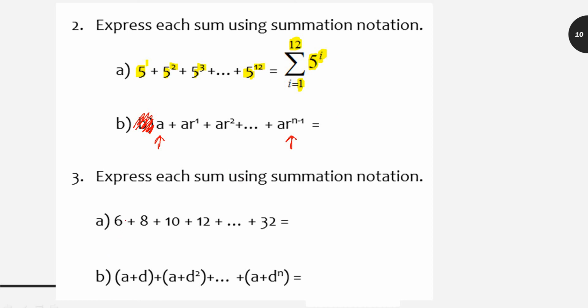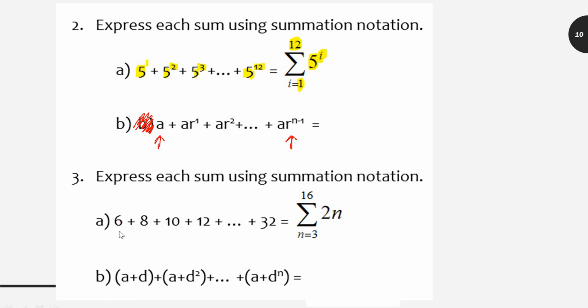For question number 2, A. Express each sum using summation notation. This one is 6, 8, 10, 12. How to write this one, you need to think a bit. You see that it increases by 2, right? 6, 8, the difference is 2, 8 to 10 increases by 2. This one also increases by 2. So you can say that from a number you times with 2, then it increases by 2.